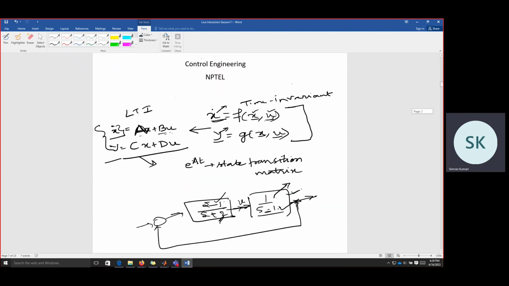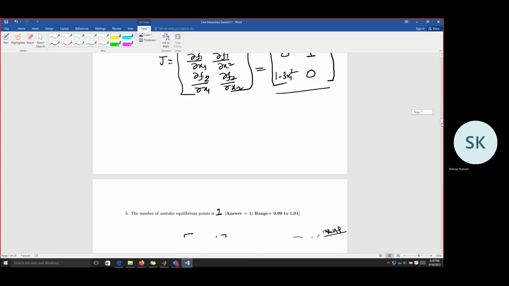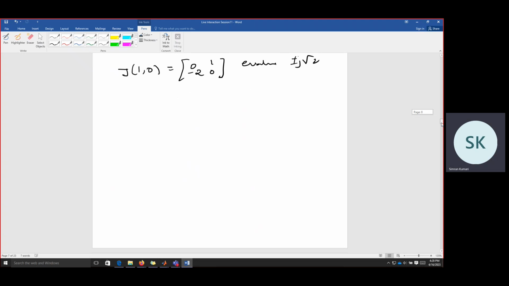Okay, so is there any doubt in questions related to stability of equilibrium points, or finding the Jacobian for a given system, and then for a given transfer function, how can we realize different types of state space realizations, or for any given state space realization, how do we find the transfer function form? Okay, if there is no doubt, then I think we can end this session. Thank you.